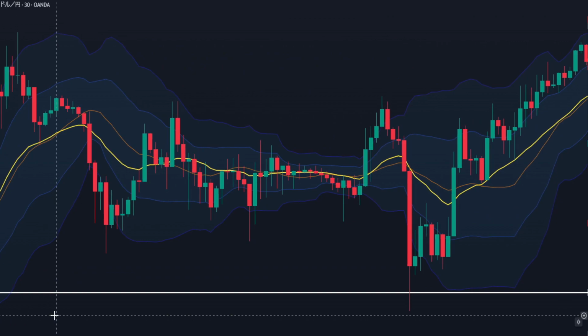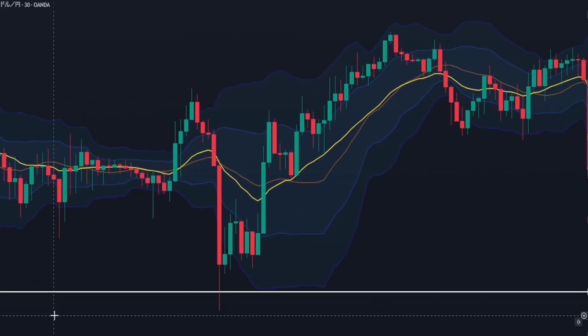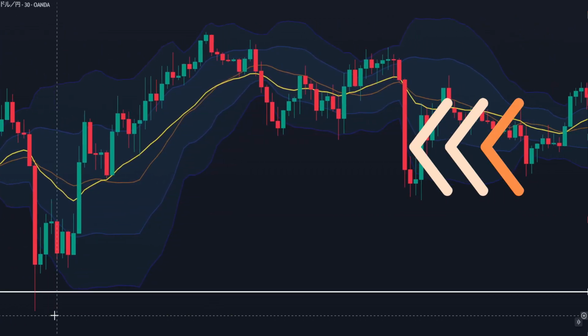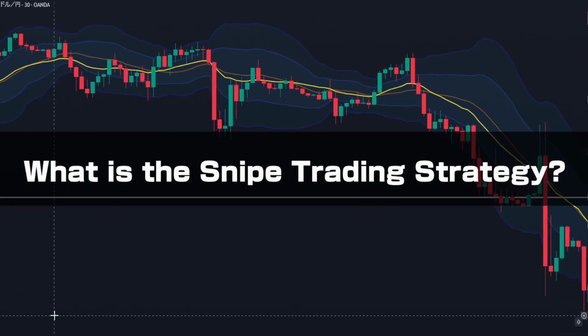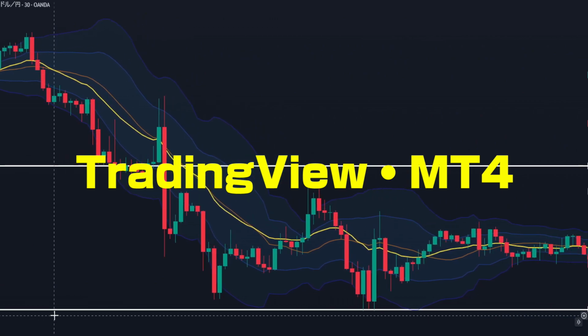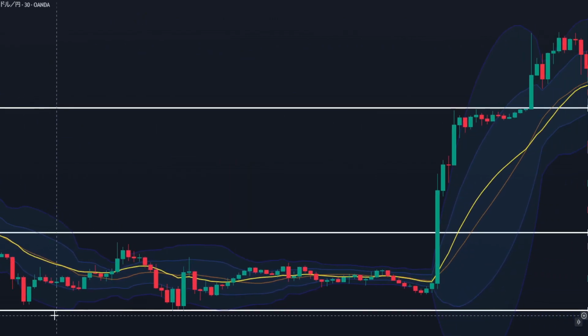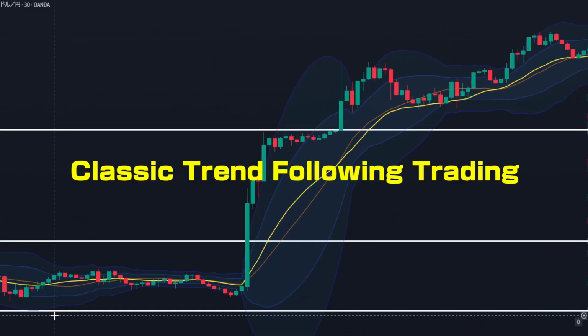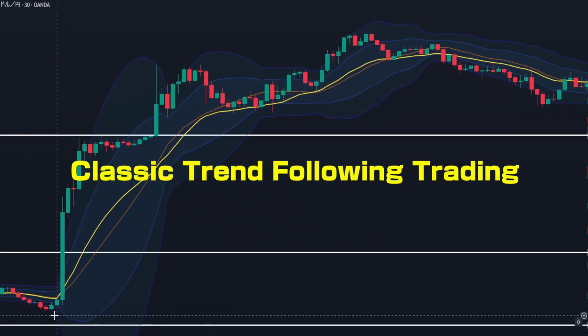Alright, let's dive into the Snipe trade strategy. Check it out on this part of the screen. What is the Snipe trade strategy? This strategy is applicable on TradingView and MT4 platforms. In short, despite its flashy name, it's essentially a classic trend-following trade.